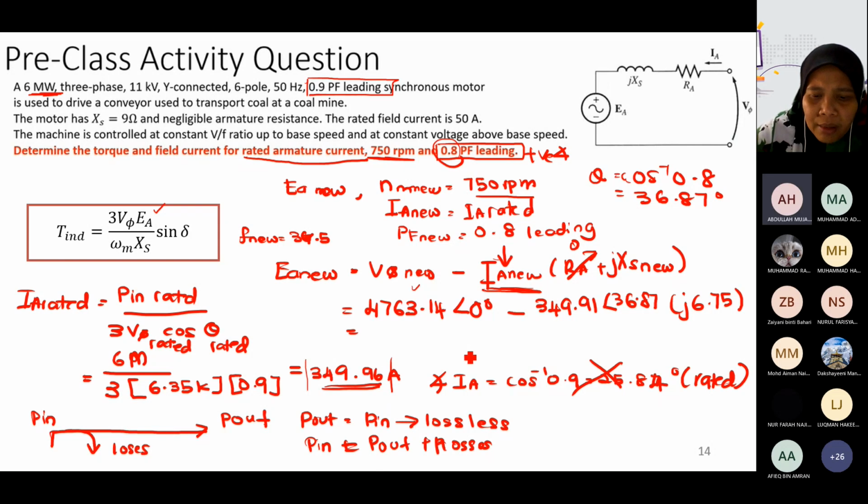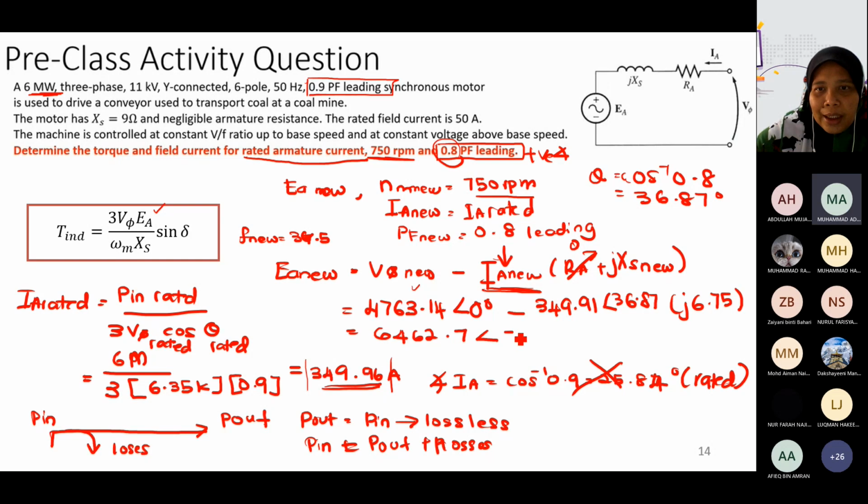6462. Yes, the 6 is correct. 6462, yes, I got this too. 6462.7. Take 7, it's okay. Roughly 6462. What's the angle? Negative 17. Okay, negative 17 degrees. Okay, this is your EA.